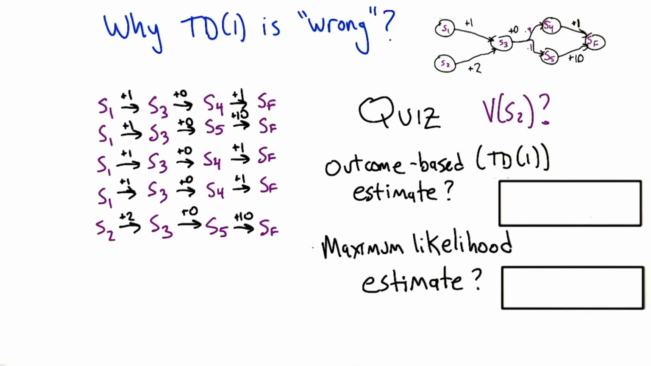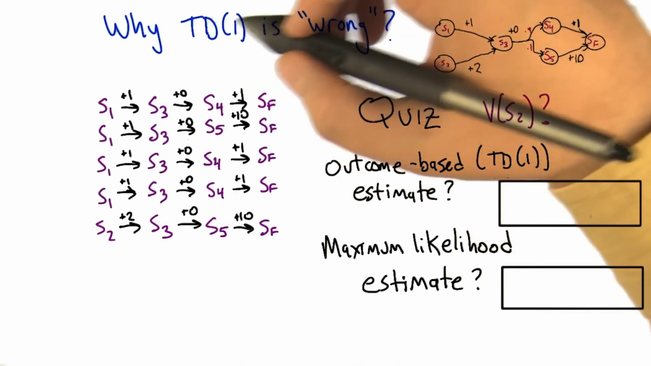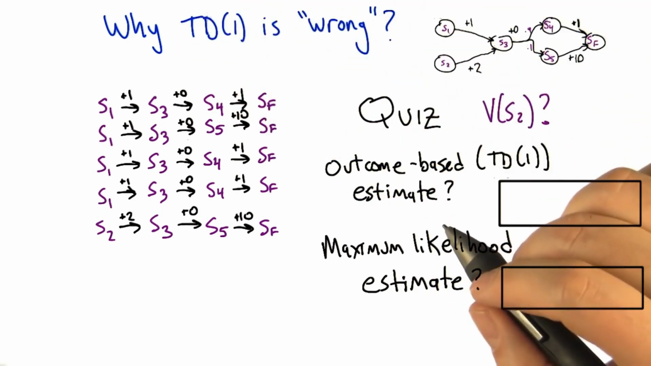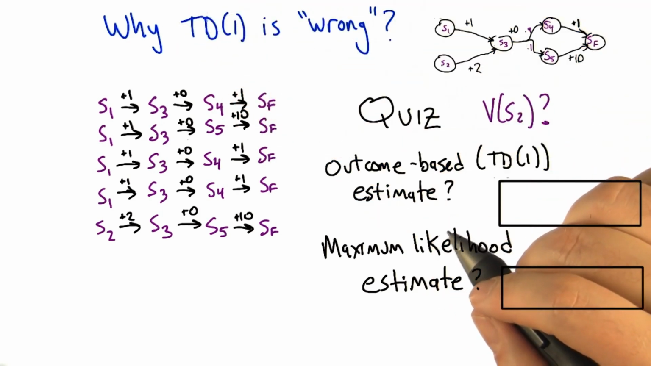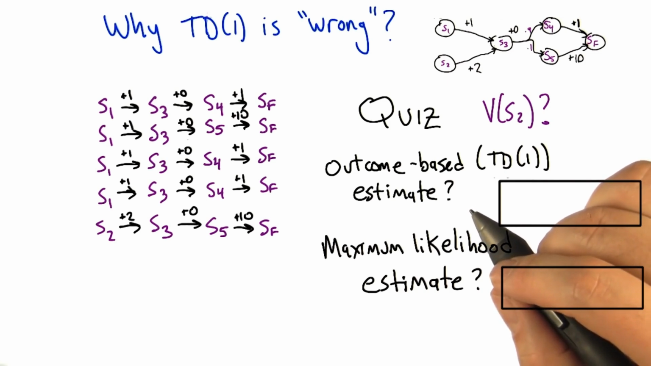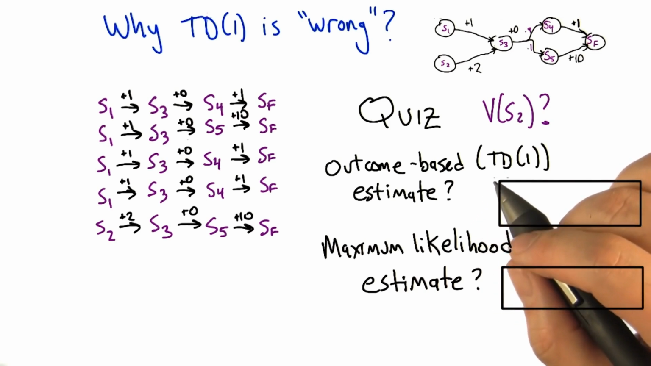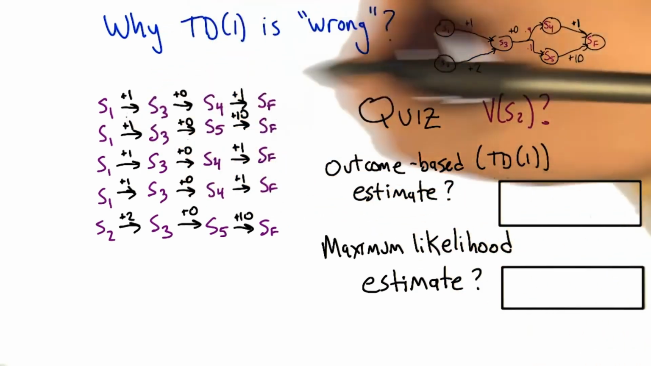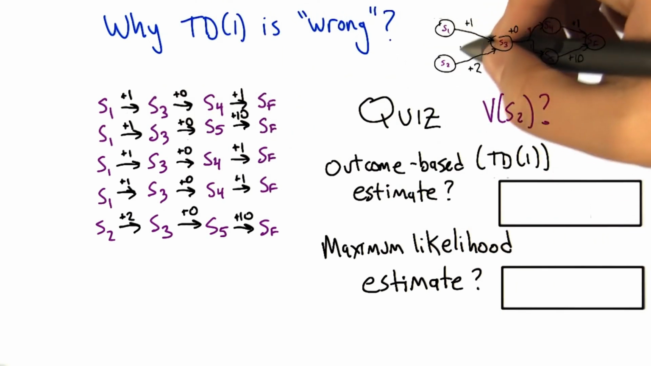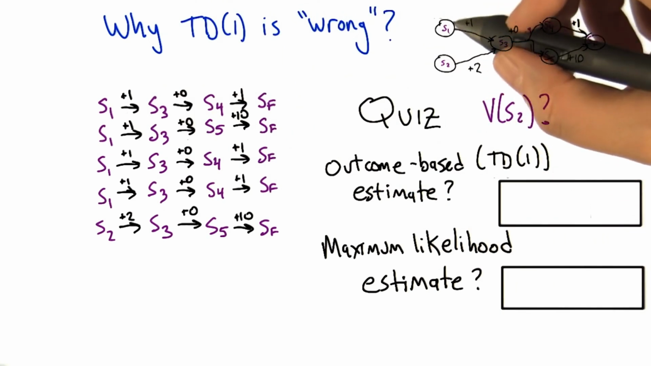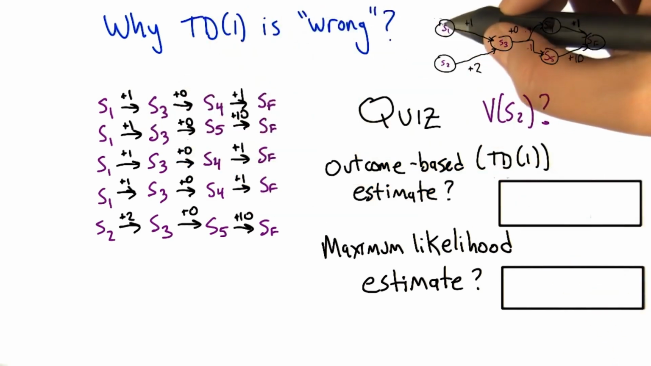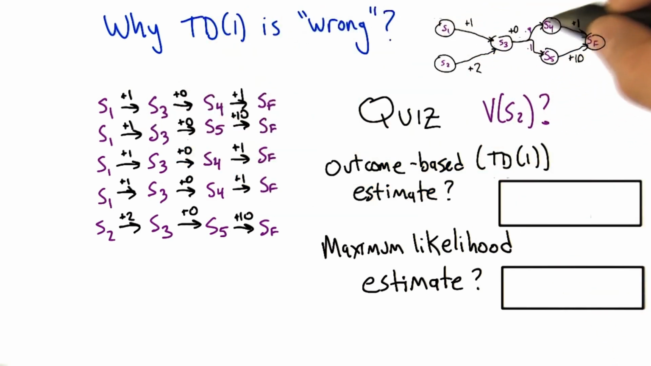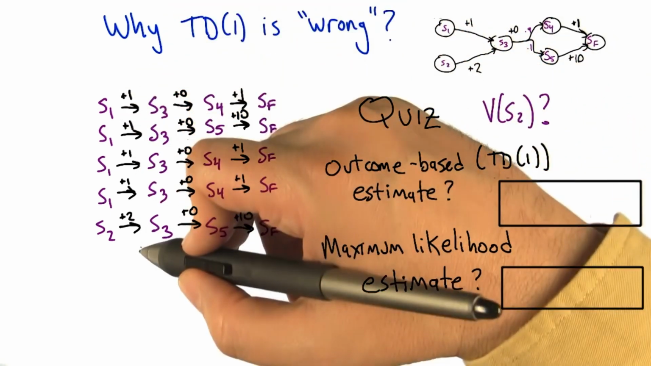All right, Charles. So now that I've talked through how we can compute these outcome-based estimates, or these TD1 estimates, I'm going to try to tell you that it's not exactly what we want. So I'm going to try to explain why TD1 is wrong sometimes. To do this, we're going to go back to the example that we looked at before, where we've got this Markov chain with rewards, and we're observing some trajectories through it, like S1, S3, S4, S final. And we observe a bunch of those.